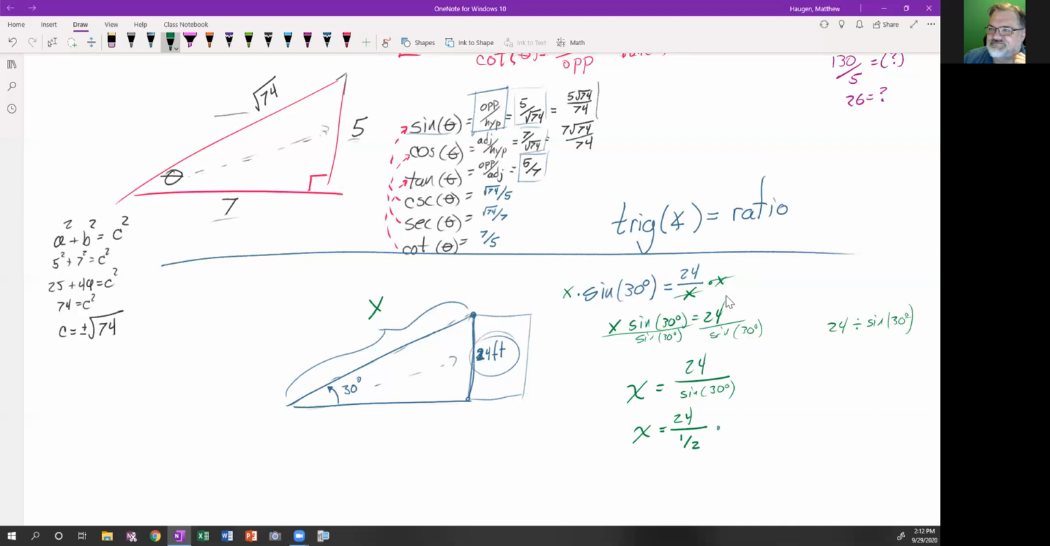So if we wanted to simplify this, we'd get 48. Again, if it was a nastier number, we'd get a nastier answer, and that's okay. So it would be 48 feet. So that distance is 48 feet. It's a nice early trig type question.